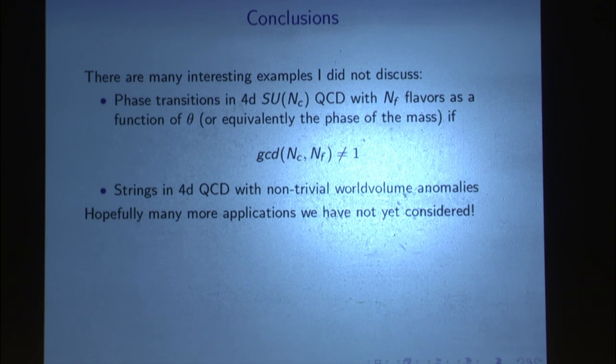OK, so I'm done. Let me just conclude and say that there are some examples that are interesting that I didn't discuss. For instance, there are phase transitions in QCD, provided the number of flavors and number of colors are not coprime. And there are interesting strings in 4D QCD with non-trivial anomalies, similar to the 4D fermion example.